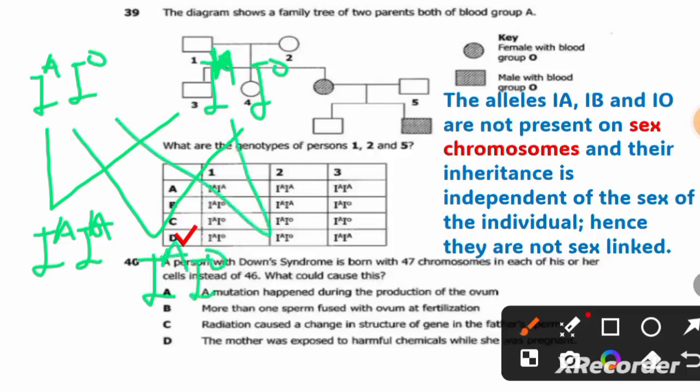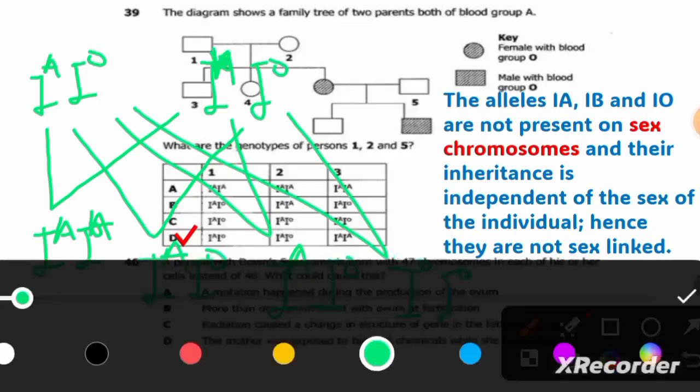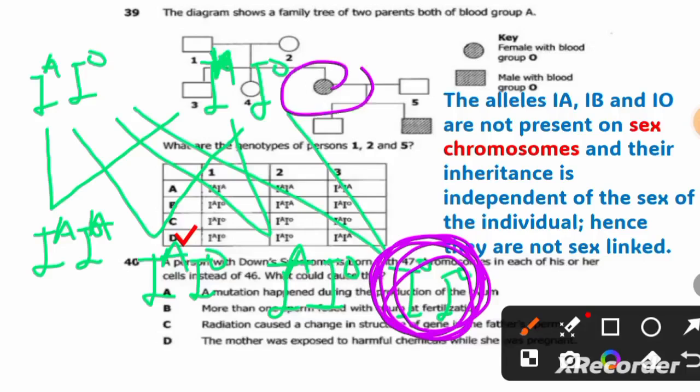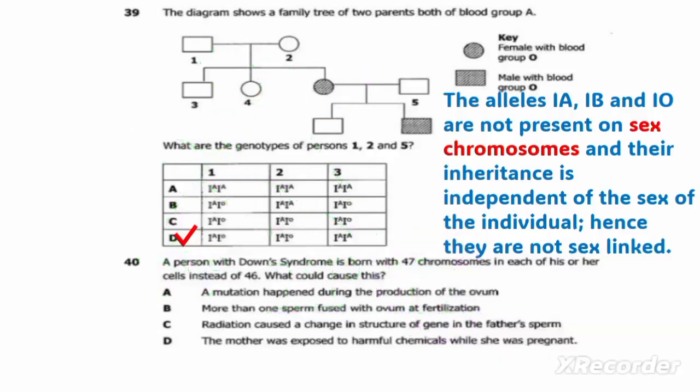We close this one and this one, we are going to have blood group A. We close this one and this one, we are going to have blood group O. So we can easily see that there are chances of having the offspring with blood group O. So in this case, blood group O is this one.